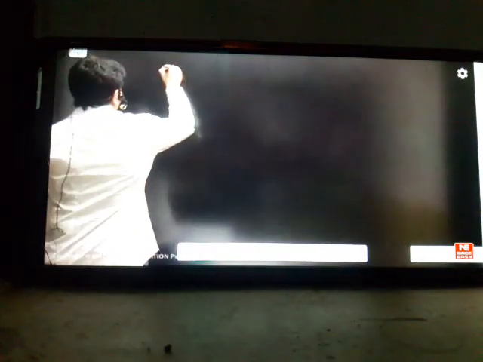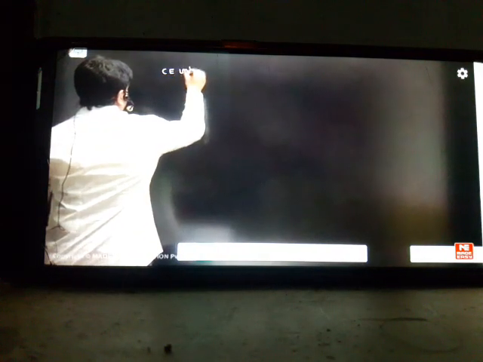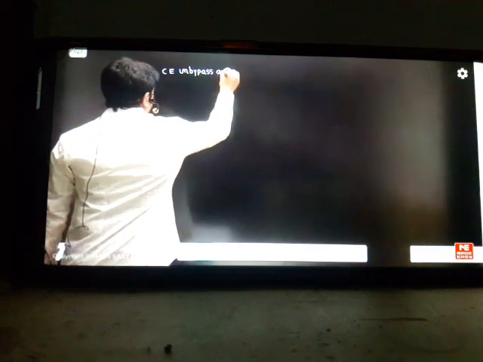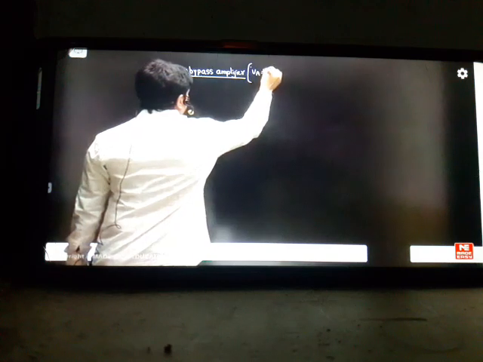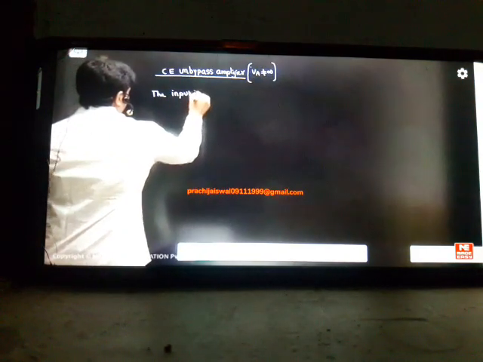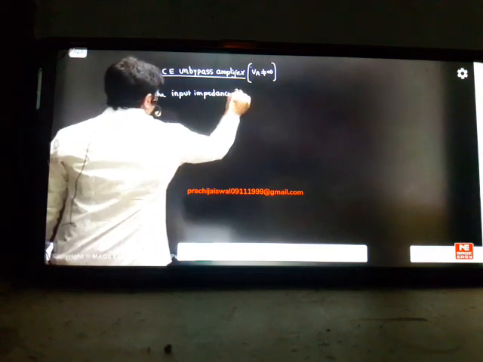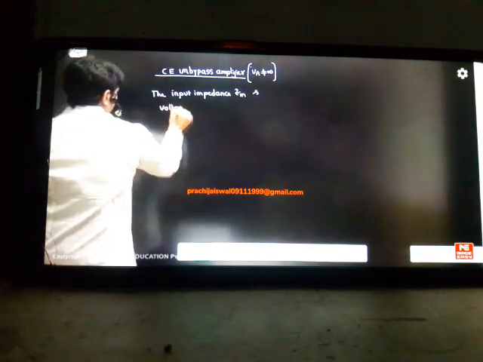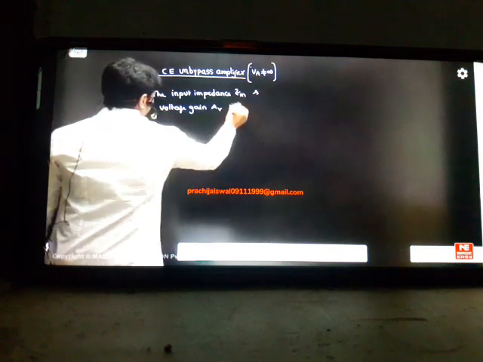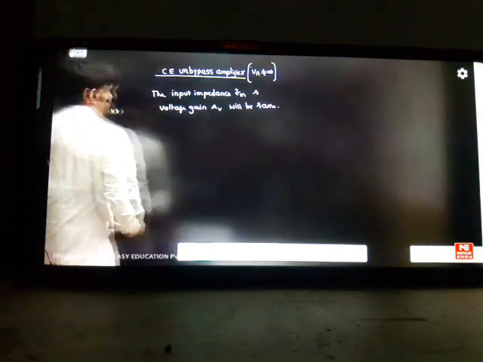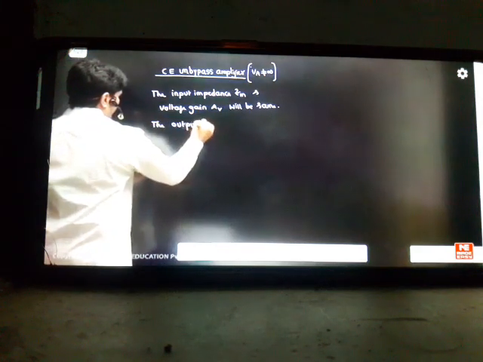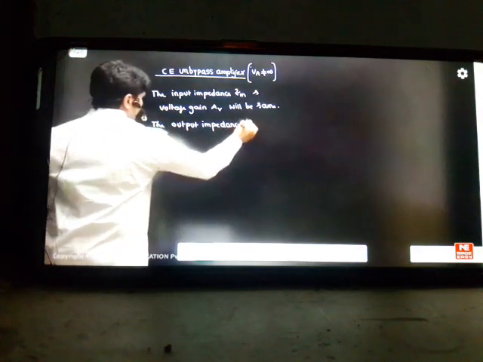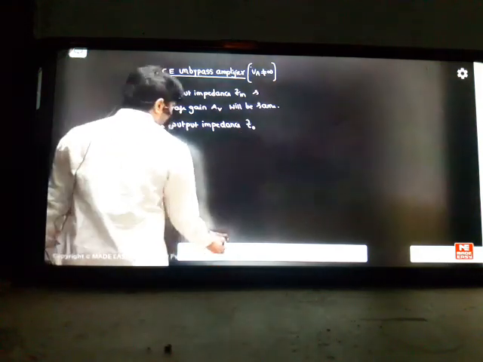That is common emitter with bypass. You can take the same common emitter bypass amplifier, but the concept here is early voltage is not equal to infinite. Whenever this concept comes, don't worry. The input impedance ZIN and voltage gain AV will be same. You don't worry about these two parameters. They will be same. The output impedance Z0, output impedance ZX you can write otherwise.